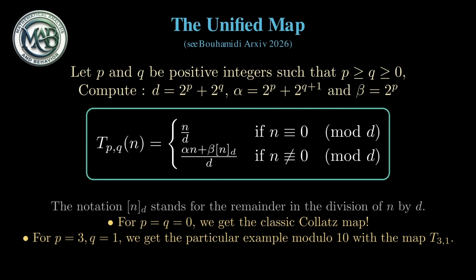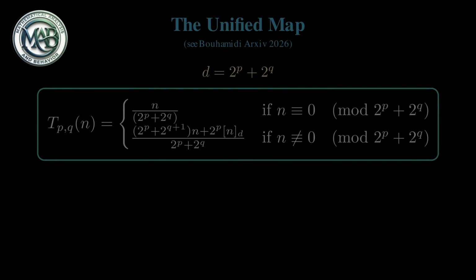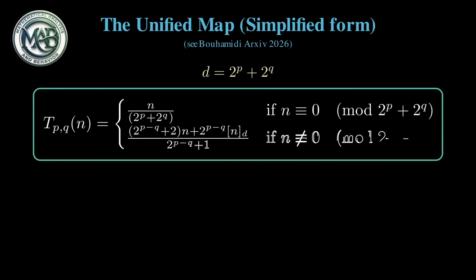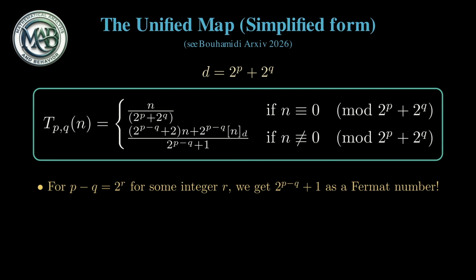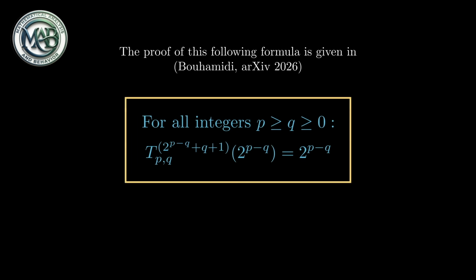The map T_{p,q} may be written as given here. We can simplify the definition of T_{p,q} as given in this formula. We can observe that if the difference p minus q is a power of 2, such as 2 to the power of r, for some integer r, then the divisor integer may be seen as a Fermat number. We have the boxed formula written in blue. The detailed proof of this formula may be found in the paper of Bohamidi.